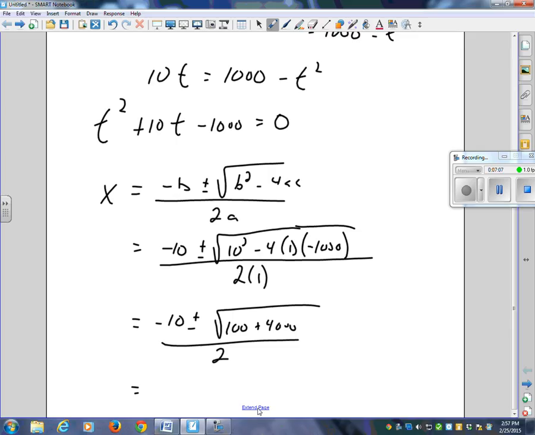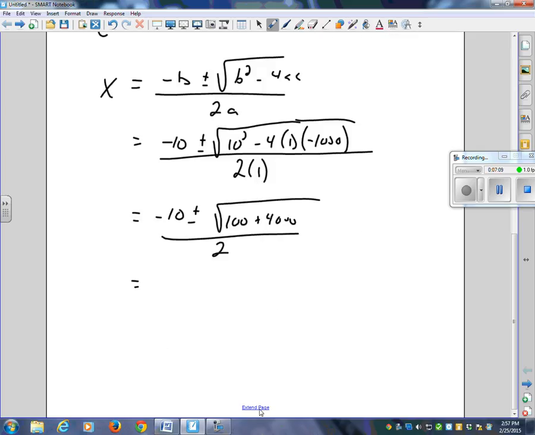Now, time has to be positive, right? So the only way for time to be positive, because the bottom is positive, that means the top has to be positive as well, right? So it's going to be minus 10 plus or minus the square root of, well, let's do square root of 4,100 right now. Can someone do that for me? Square root 4,100? I'll do it right now.